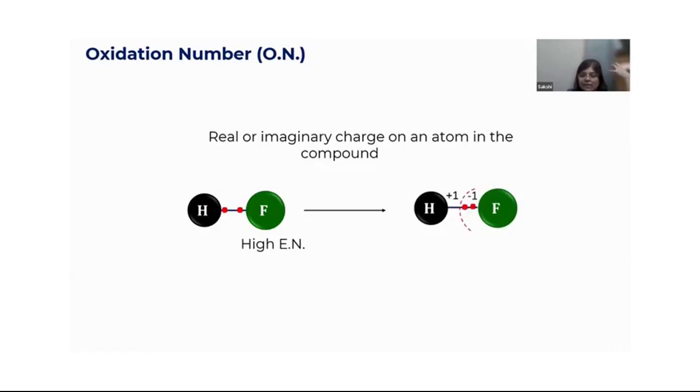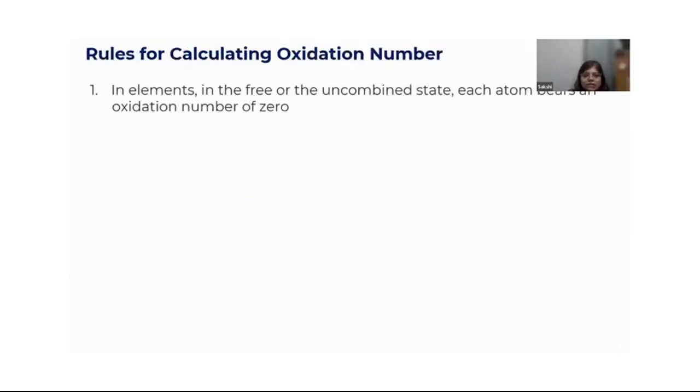Hence, this leaves us with a partial positive charge of +1 on hydrogen and -1 on fluorine, because the electron is getting transferred towards fluorine, right? Okay. So this is what is creating the charge. Now, fluorine would have an oxidation state of -1 and hydrogen would have an oxidation state of +1. Let us see the rules of calculating the oxidation number.